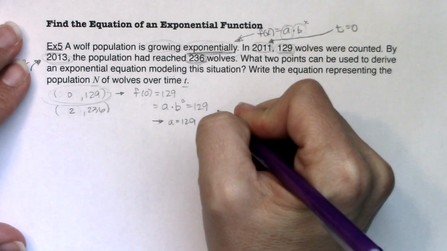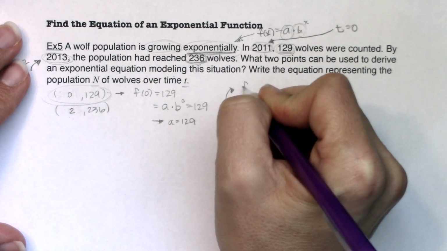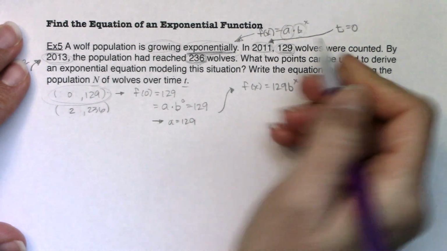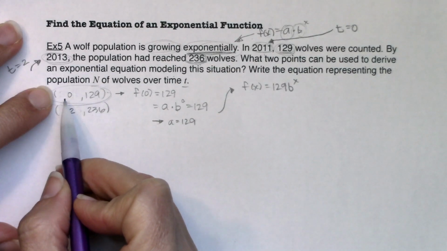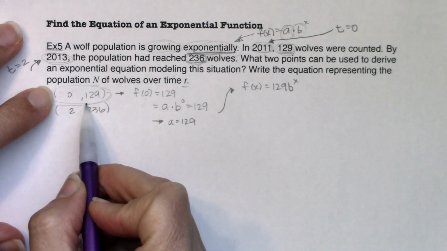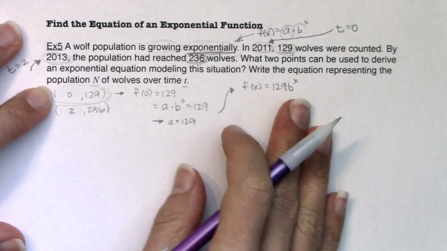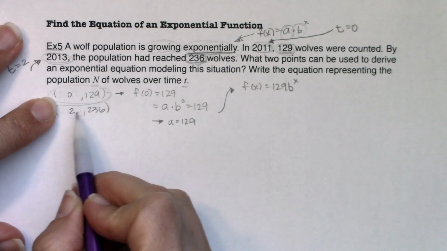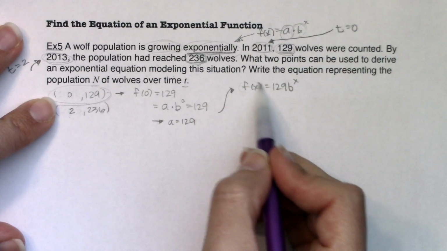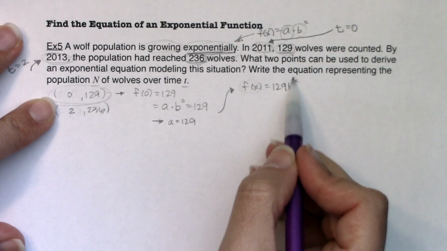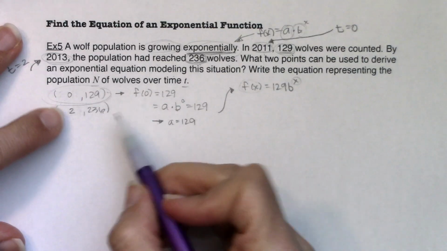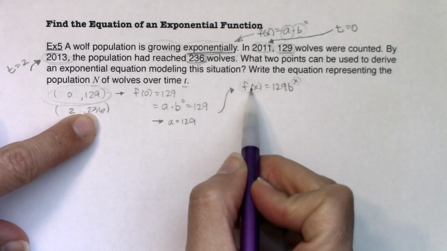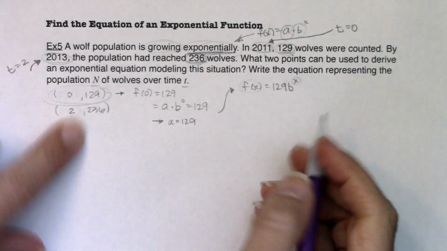So at this point, I'm saying I know f of x is 129 b to the x. So I always use the ordered pair with 0 to spot my a value. That just makes my life a little bit simpler. And then I'm going to use the second ordered pair, 2 and then 236. So I'm going to write 236 for f of x, and I'm going to write 2 for x, because when x is 2, f of x is 236. So I'll put a 236 here, a 2 here, and then I'm going to solve for b.